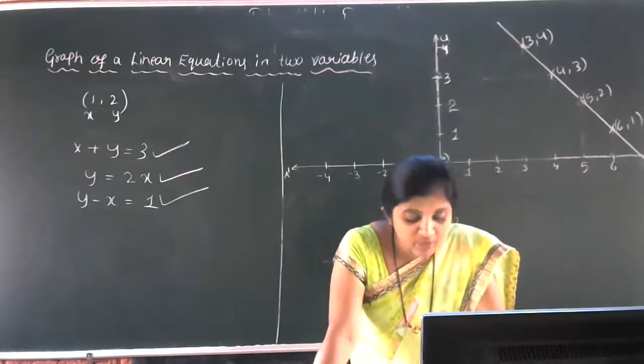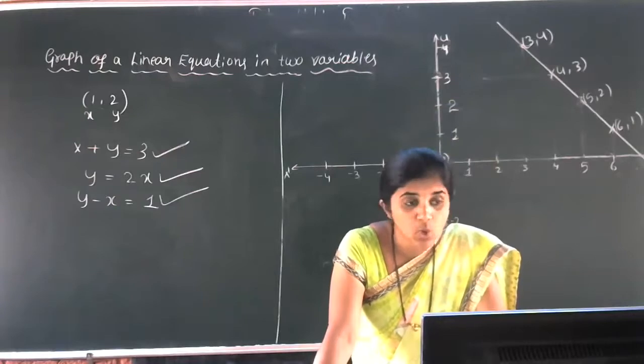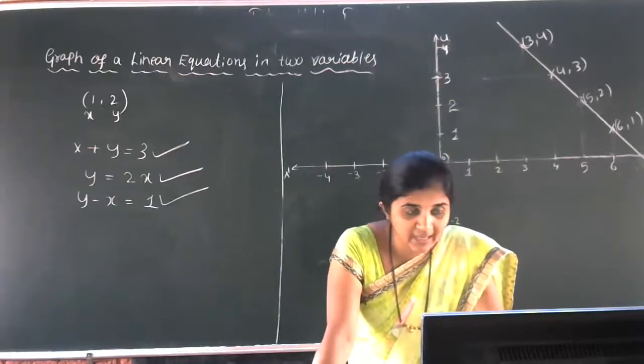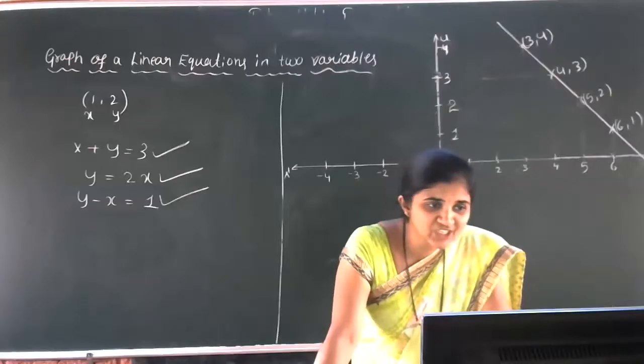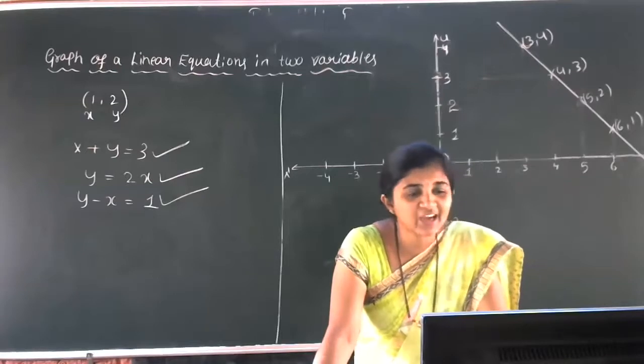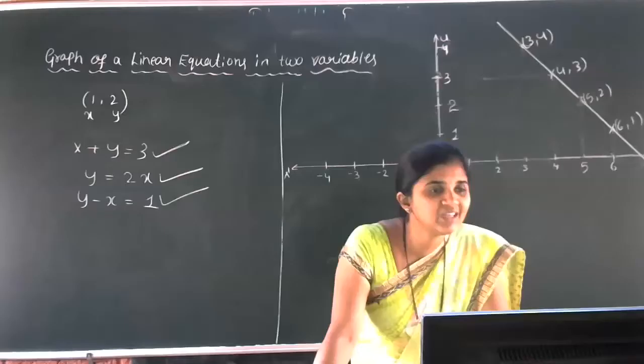So what is your conclusion actually? Given the point (1, 2), find the equation of a line on which it lies. How many such equations are there? So we can write infinitely many equations.